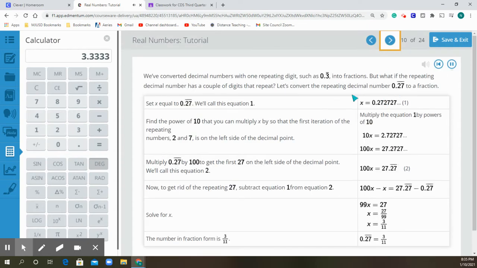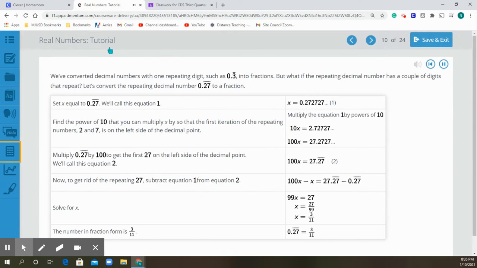We converted decimal numbers with one repeating digit, such as 0.3 repeating, into fractions. But what if the repeating decimal number has a couple of digits that repeat? Let's convert the repeating decimal number 0.27 repeating to a fraction. Set x equal to 0.27 repeating. We'll call this equation 1. x equals 0.272727.